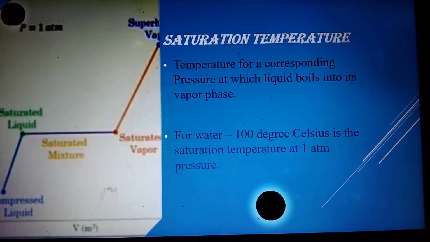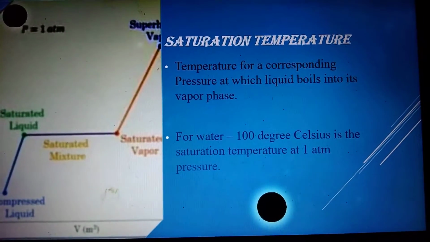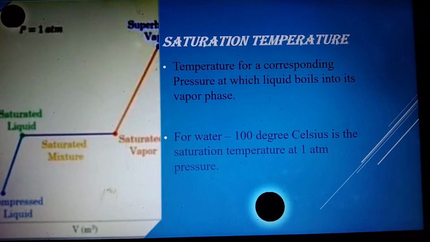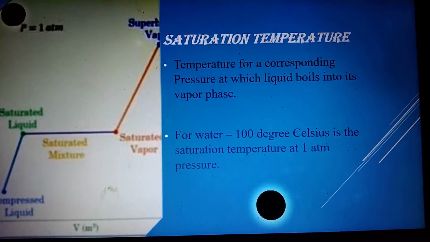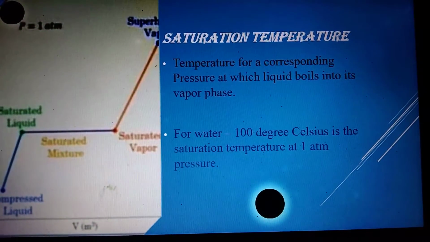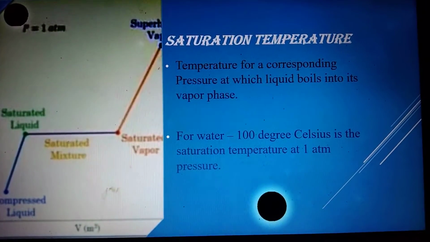Saturation temperature: the temperature for a corresponding pressure at which a liquid boils into its vapor. For water, 100 degrees Celsius is the saturation temperature at 1 atmospheric pressure.